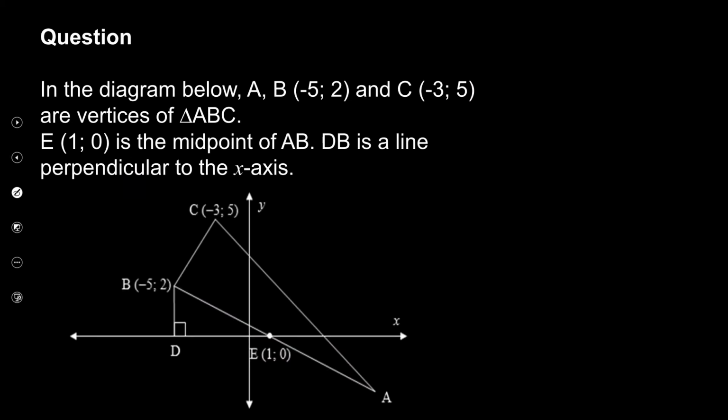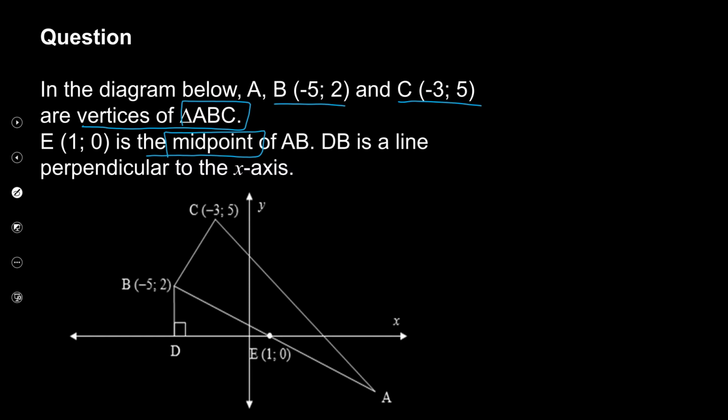Now let's look at a question where we're going to apply all that we have been told so far. Here they say in the diagram below, A, which we don't know what the coordinates are, but B, which has coordinates -5 and 2, and C, -3 and 5, are the vertices of a triangle ABC. Now, E is the midpoint of AB.